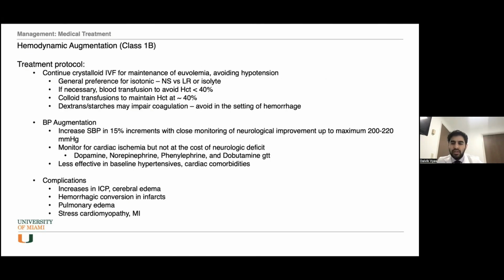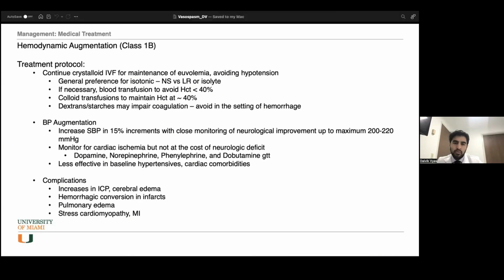So the class 1B evidence based off the most recent guidelines that were published in 2011 suggests that there's a pretty well-defined treatment protocol for hemodynamic augmentation. Ultimately, you want to continue crystalloid IV fluids to maintain euvolemia. The general preference is for isotonic, so normal saline or lactated Ringer's or Isolyte if that's available, and maintain a hematocrit that's above 40%. And you can give colloid to maintain it within that realm as well. The big thing advised is avoiding transfusions of dextrans or starches because they impair coagulation. So in the setting of an intracranial hemorrhage, this would be contraindicated.